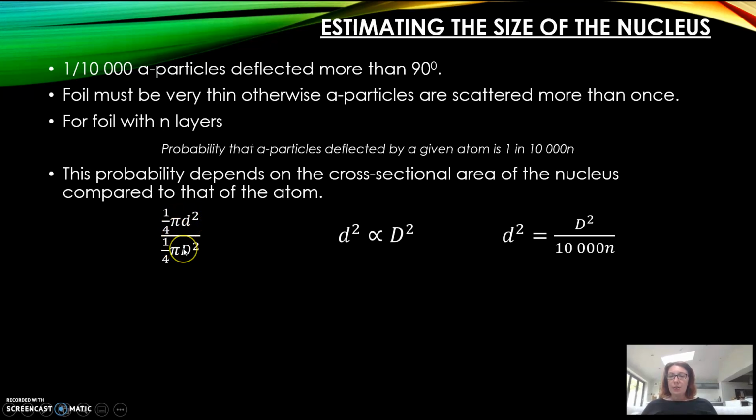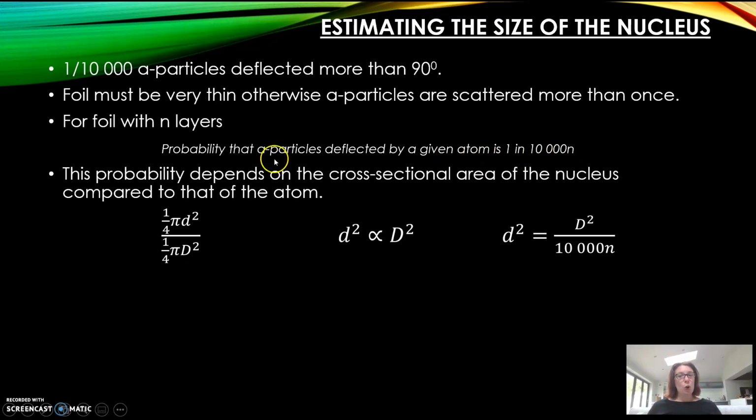The quarter pi's cancel, so you can see that then d squared, the diameter of the nucleus squared, will be proportional to the diameter of the atom squared. This proportionality can be got rid of if you insert a constant, and the constant would therefore be that probability, 1 in 10,000 times n, the number of layers you've got. So if you had 1 atom layer thick, then the probability an alpha particle would be deflected by that would be 1 in 10,000.